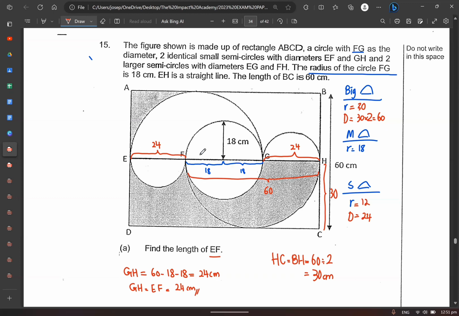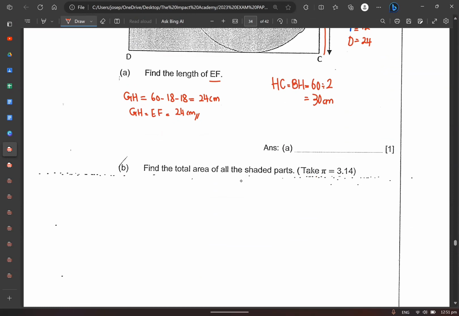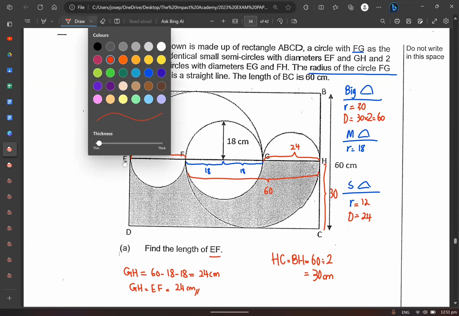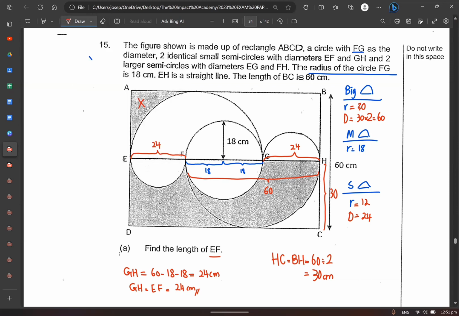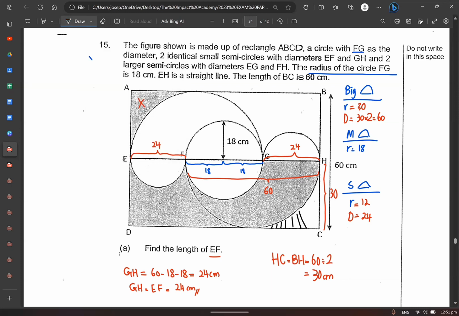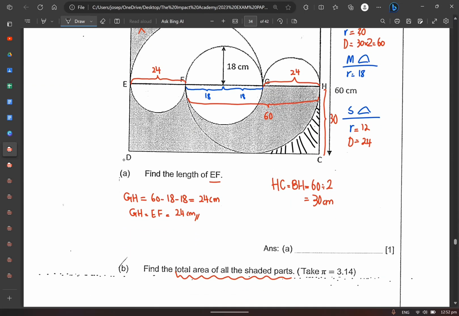Once you have the measurements, it's easy to do. The question wants us to find the total area of all the shaded parts. Let's go back to the question and look at this diagram. You realize that you can actually consolidate them. I want to remove this, and plant it here, so all of them are grouped together. You will hear me saying this word consolidate a lot. We want to group them up.